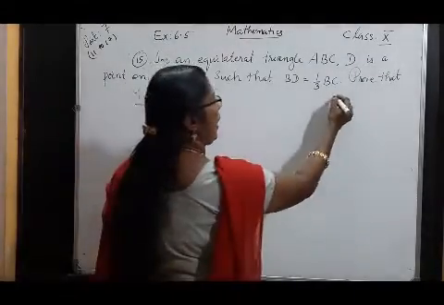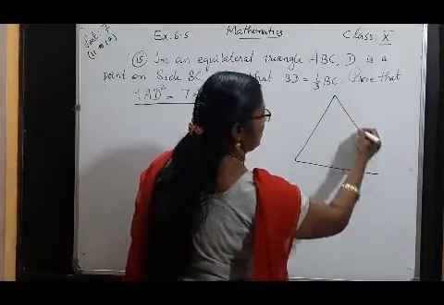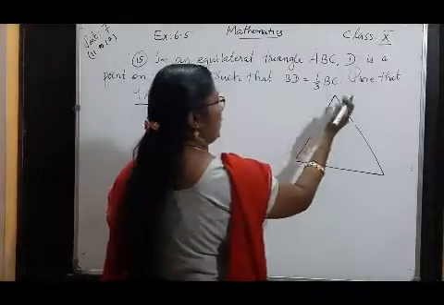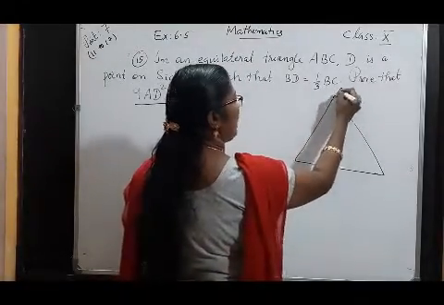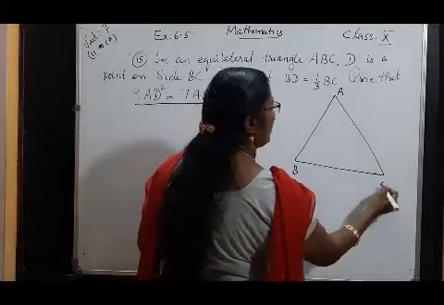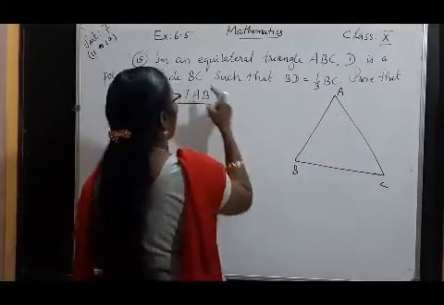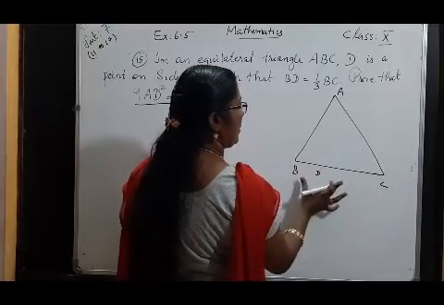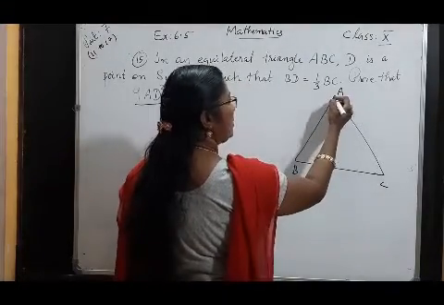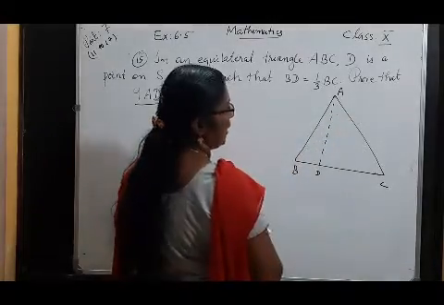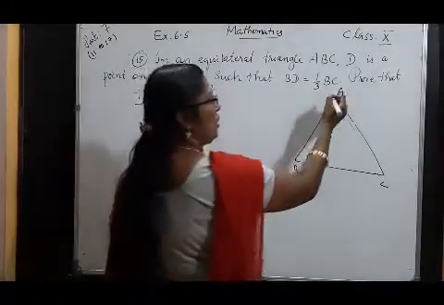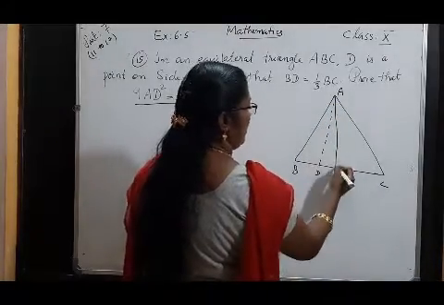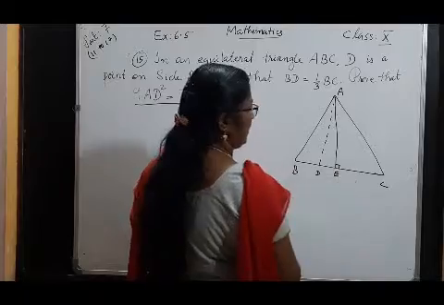Okay. Draw an equilateral triangle. This is an equilateral triangle. That means 3 sides are equal. Name A, B, C. So the condition is D is a point on BC. This is D. D is the point on BC. And join this AD and draw the perpendicular bisector of this. This is E. Here 90 degrees. Okay.